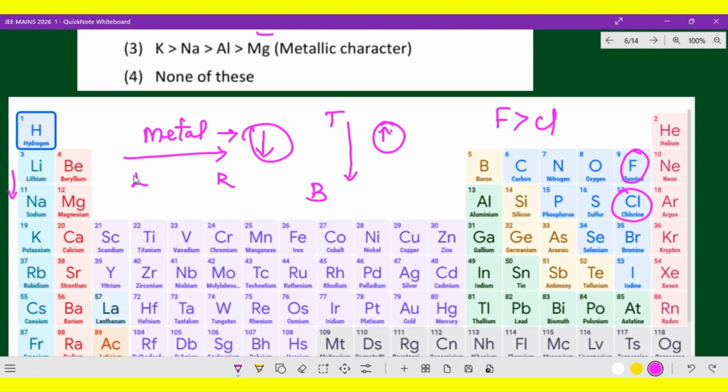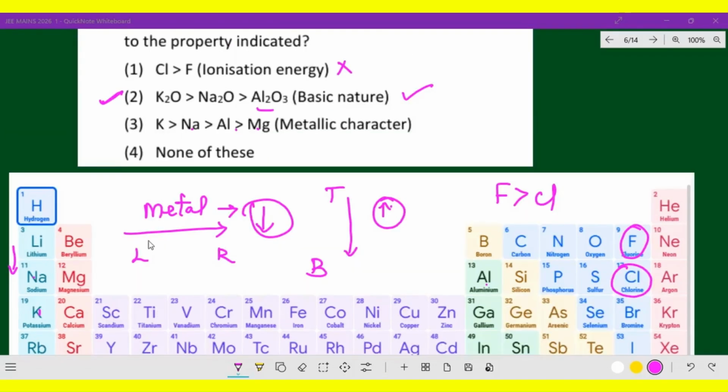So what they have given, sorry, potassium is greater than sodium, then aluminum, then magnesium. Here the correct order might be potassium, sodium and magnesium, and only last aluminum will come. But here a displacement has taken place, so this will not be the correct option. The correct option is option 2, basic in nature: K2O is greater than Na2O, which is greater than Al2O3. Hope you got the clarity.